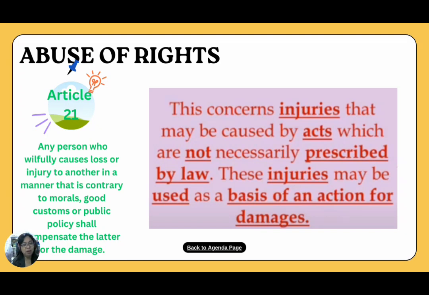Now, Article 21 concerns injury that may be caused by acts which are not necessarily prescribed by law. It is not necessary that he violated a law. This injury may be used as a basis for an action for damages. As I told you, if you allege Article 19 together with 21 or 20, they can claim for moral damages. Okay.